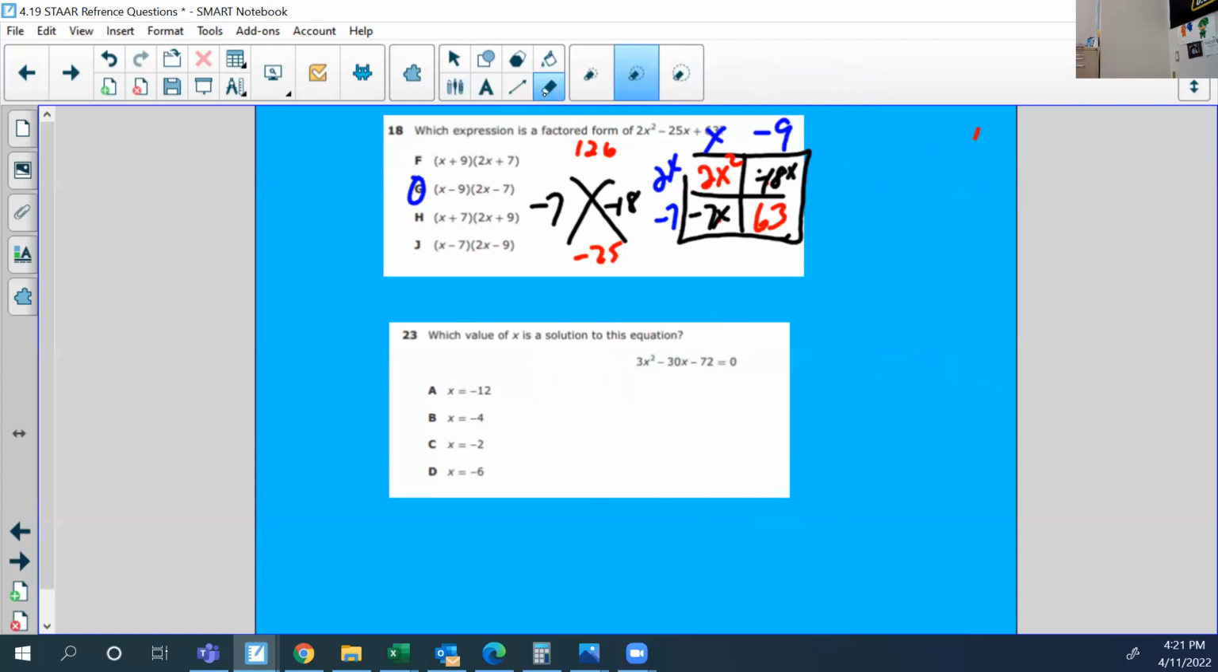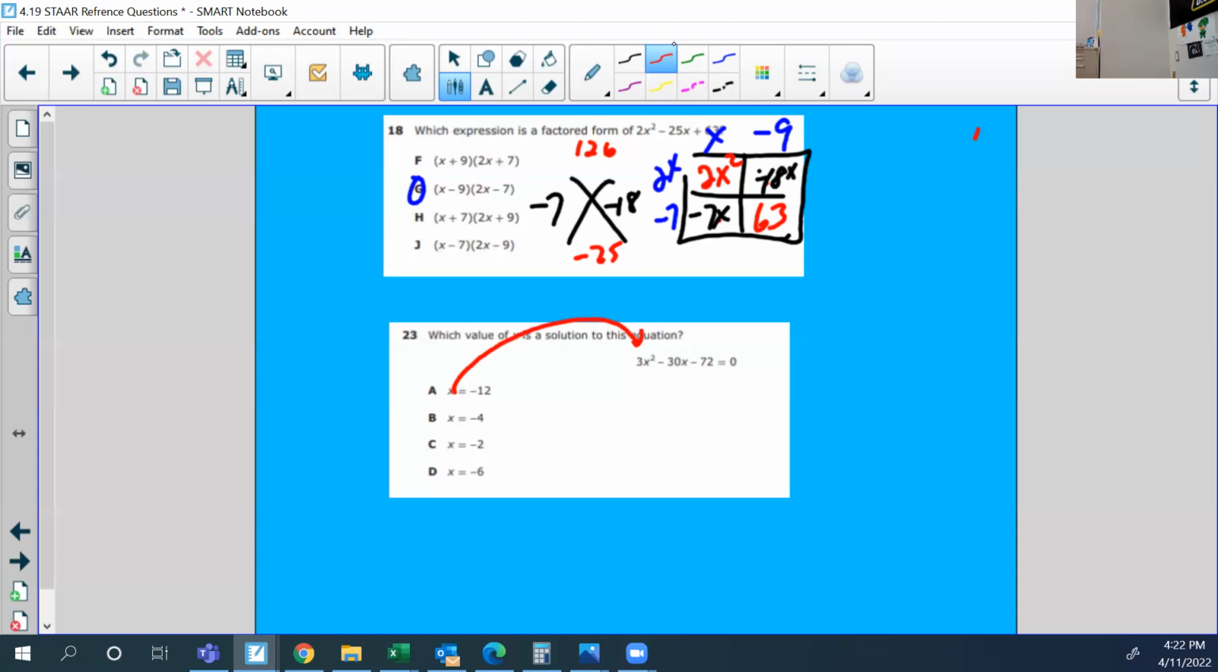All they're asking for is solve for x. So whenever you see "what value of x is a solution," what is the value of x? Again, another way you can do this: you can just plug each value of x into the equation and solve it and see if you get 0, right?